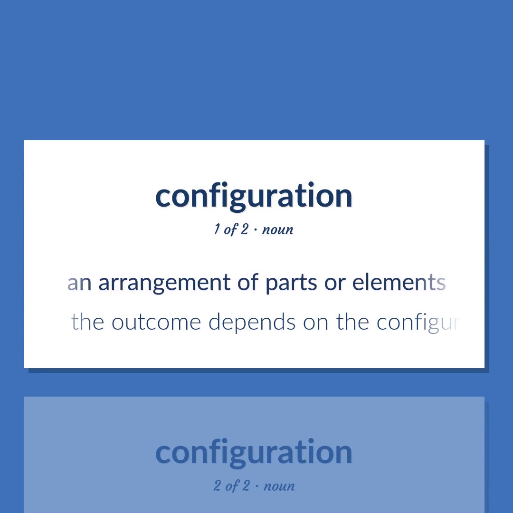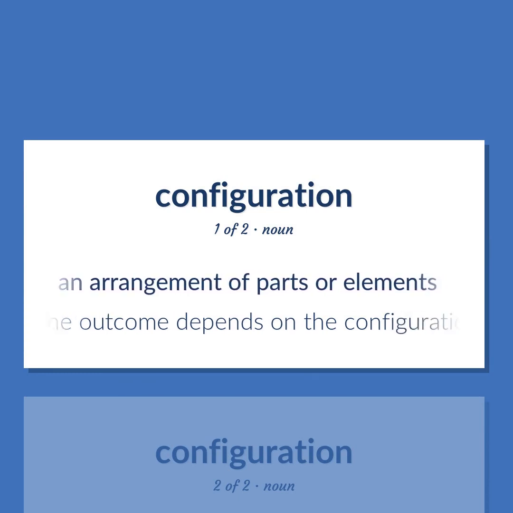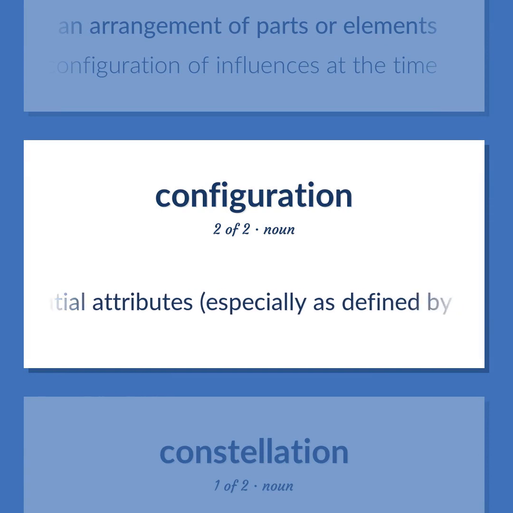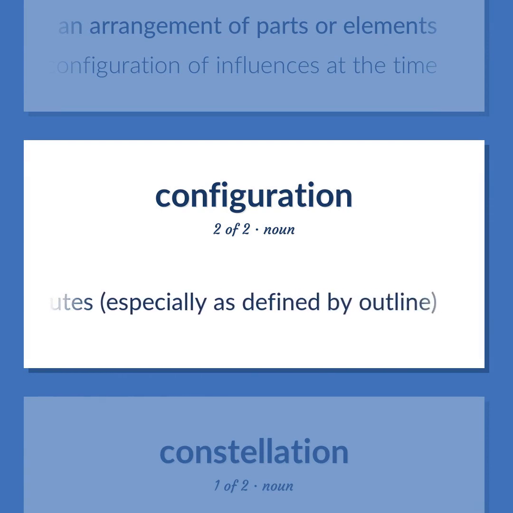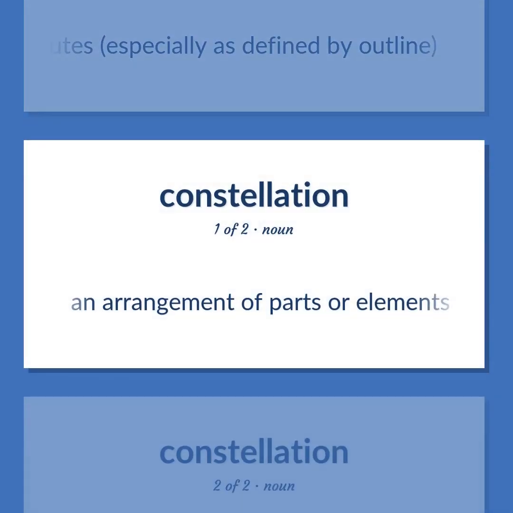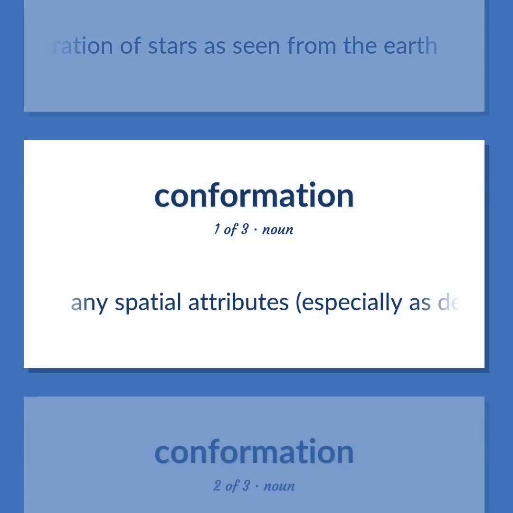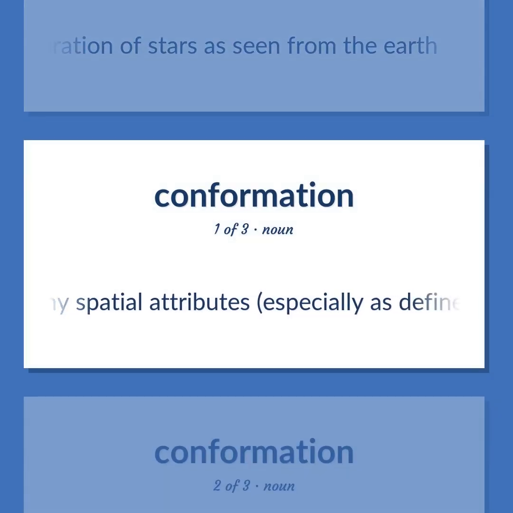An arrangement of parts or elements. The outcome depends on the configuration of influences at the time. Any spatial attributes, especially as defined by outline. An arrangement of parts or elements. A configuration of stars as seen from the Earth. Any spatial attributes, especially as defined by outline.